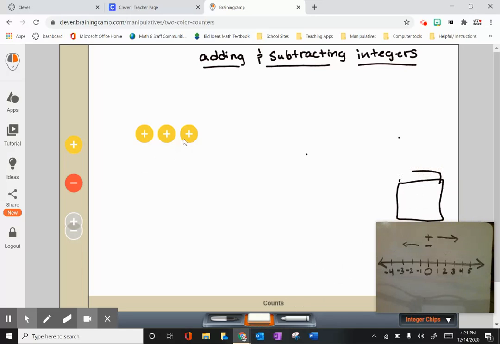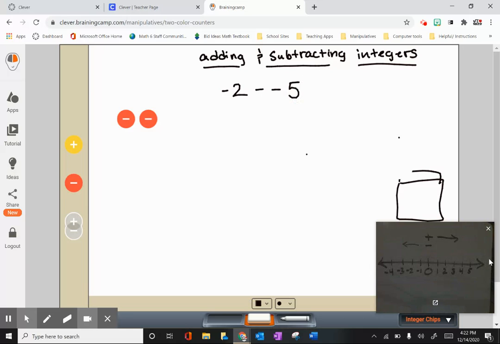So that'll still be my trash can. Get rid of some of these. Let's say I start with -2. Here's my question. I have -2. I want to subtract -5. I want to take away 5 negatives when I start with 2 negatives. I start with -2 and I want to take away -5. I can take away 2. That's easy. There's 2. But I can't take away 5.